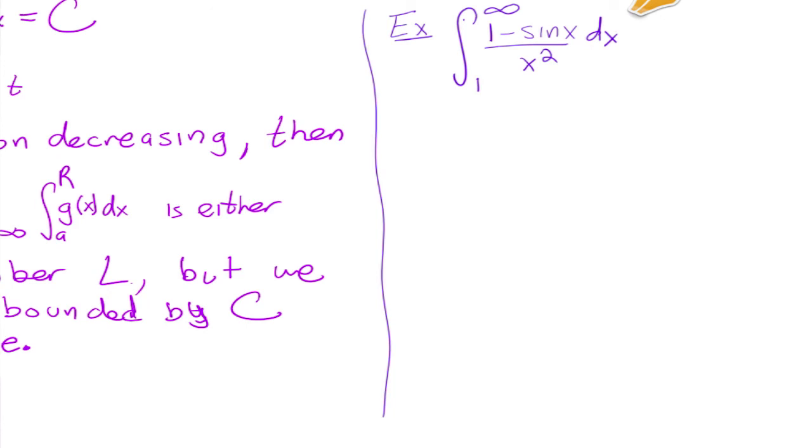So what do you guys think? Convergence or divergence? What's your best guess? Say it's going to diverge. Okay, why? The dominant term is going to be that x to the negative 2. You mean x to the second power in the denominator? Yeah. Okay. And that is bad because?